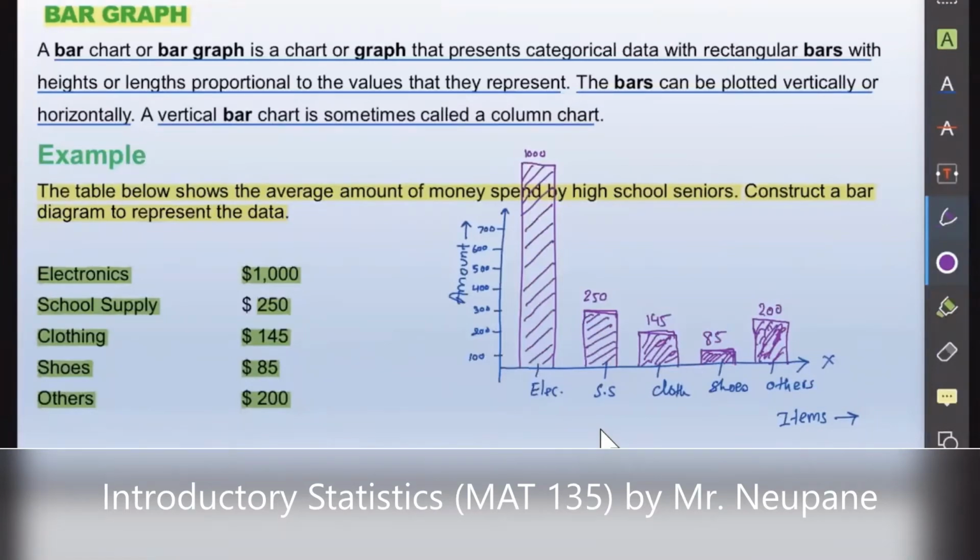Okay. Any question on bar diagram or bar graph? Yes, no? No. No question. Okay.